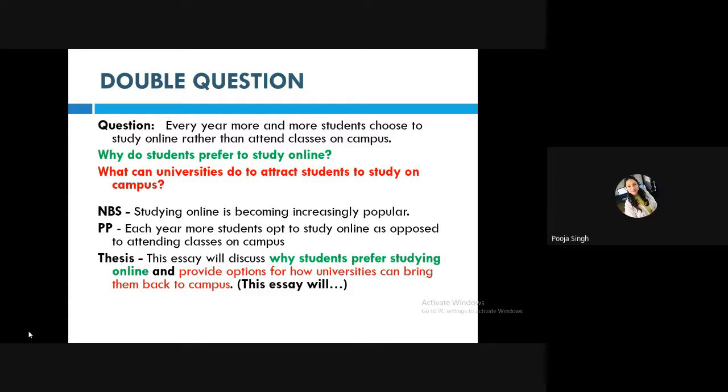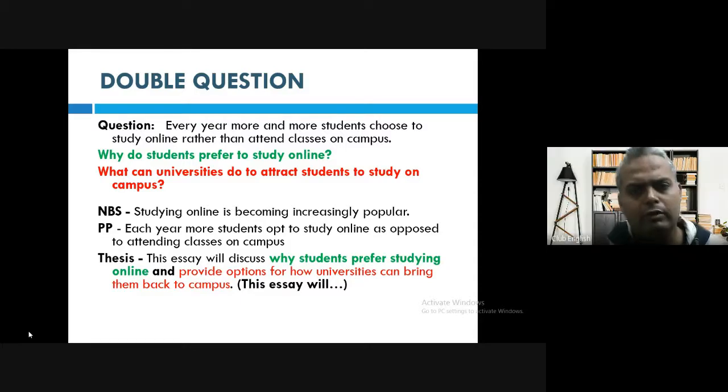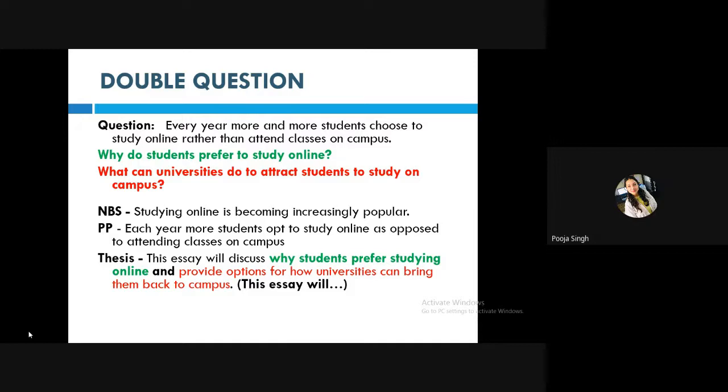And sir, what are the chances of this double question coming? What is the weightage of this question? I would say equal weightage is there for every type of question. Any of the questions can come, with equal weightage for everyone.